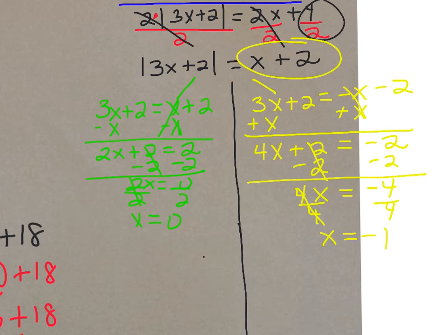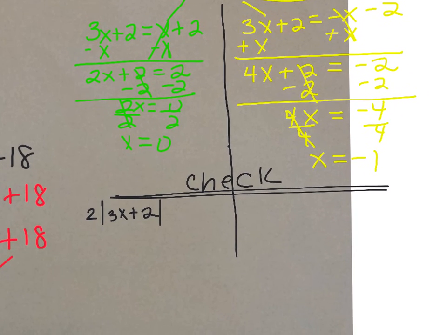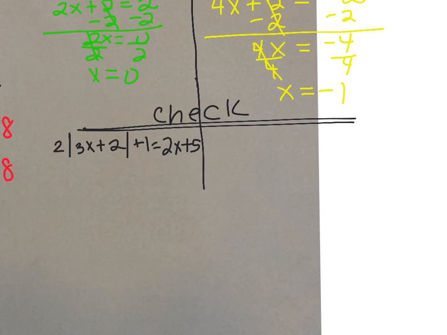Okay, now we're ready to check, so write the word check. Write down the original. So it's 2 times the absolute value of 3x plus 2, and then it was plus 1, equals 2x plus 5. I'm just going to recheck that. Yep. Okay, write it on both sides. So we have 2 times the absolute value of 3x plus 2 plus 1 equals 2x plus 5. Now we're going to check.